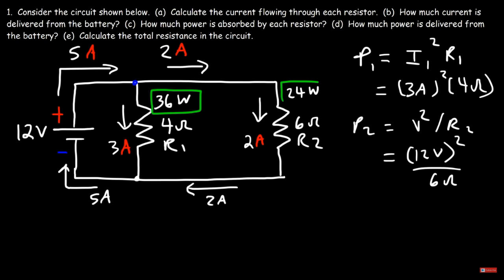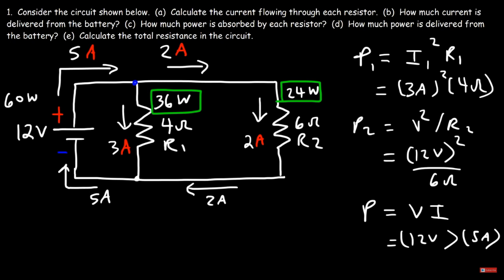of power is used up by this resistor. Now let's calculate the power delivered by the battery. So we're going to use this equation, voltage times current. The battery is 12 volts and it delivers a current of 5 amps. So 12 times 5 is 60 watts.